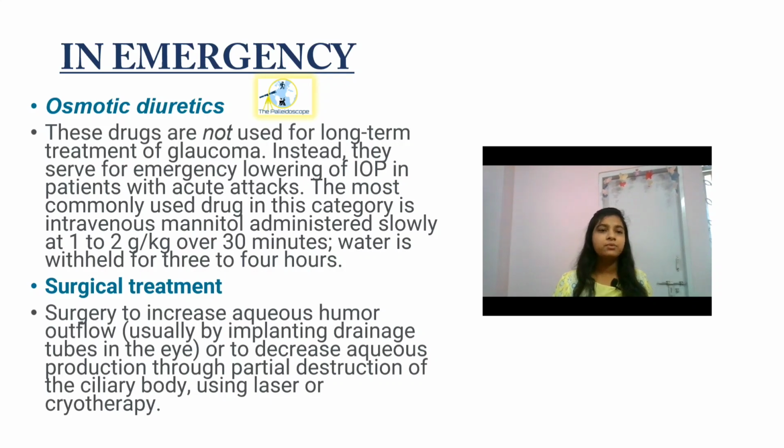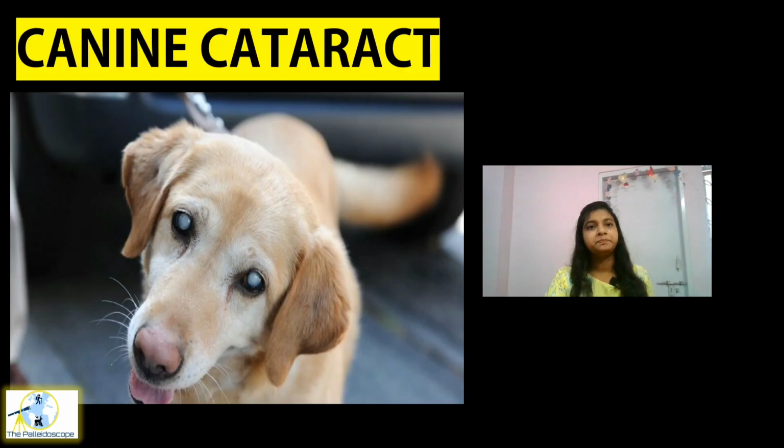Surgery to increase aqueous humor outflow, usually by implanting drainage tubes in the eye, or to decrease aqueous production through partial destruction of the ciliary body using laser or cryotherapy. So laser or cryotherapy may be used to partially destroy the ciliary body which is producing the aqueous humor. This can be used, or surgical therapy by implanting the drainage tubes in the eye may be done.